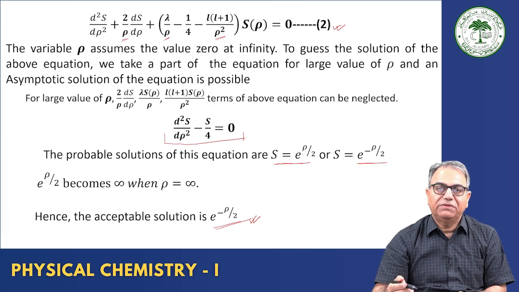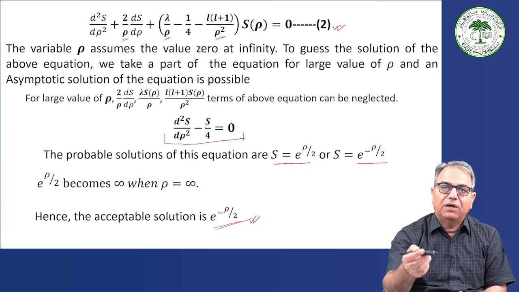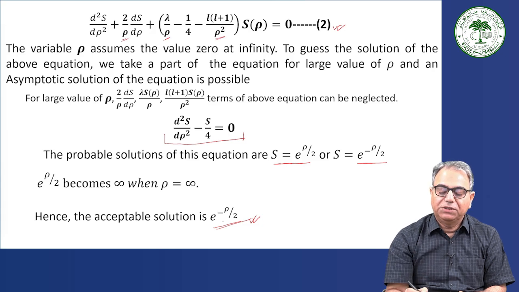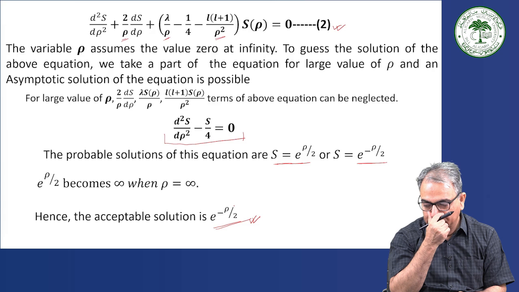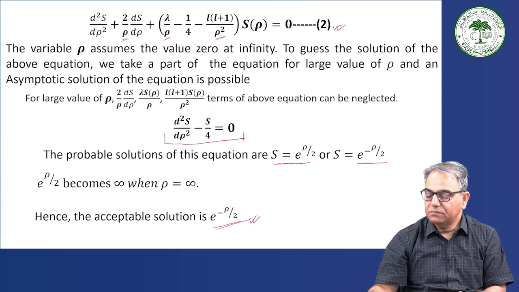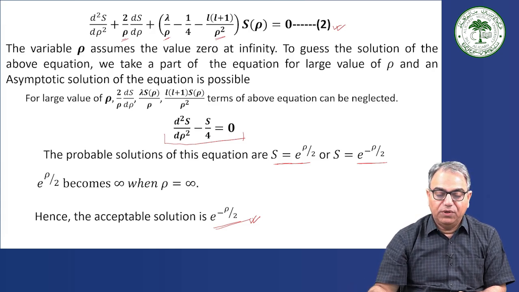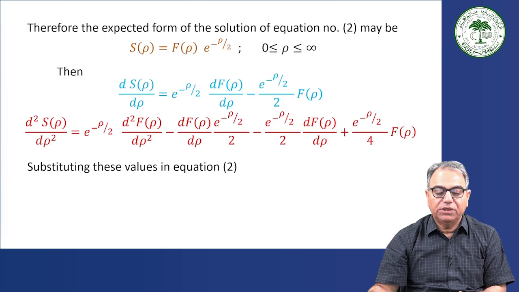So, any solution of the hydrogen atom or the R equation, the first R equation, must have this particular term, exponential minus rho divided by 2. This exponential term should be there. Now, if you got this solution, it is not the total solution, this is an asymptotic solution.